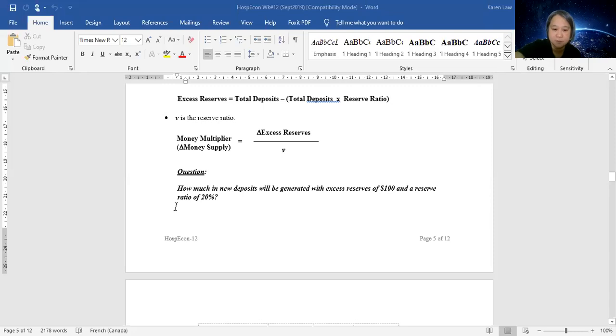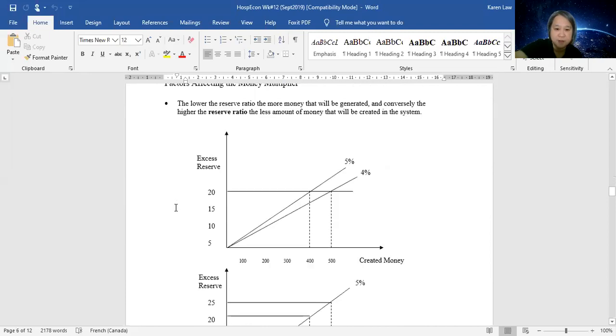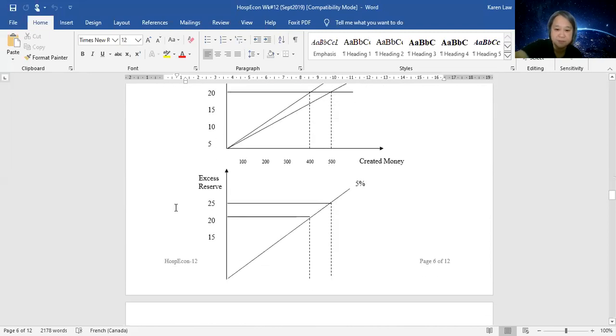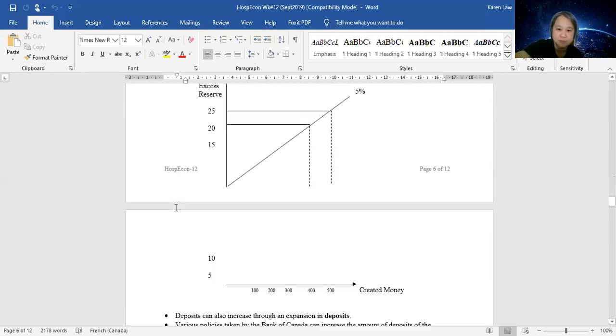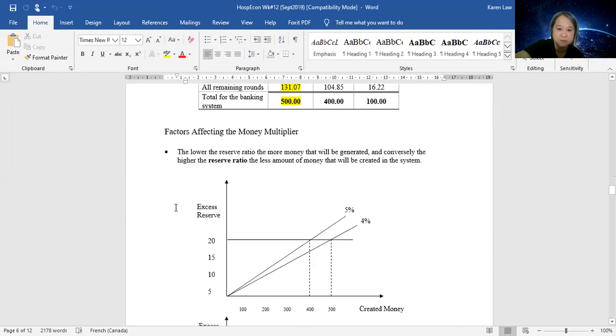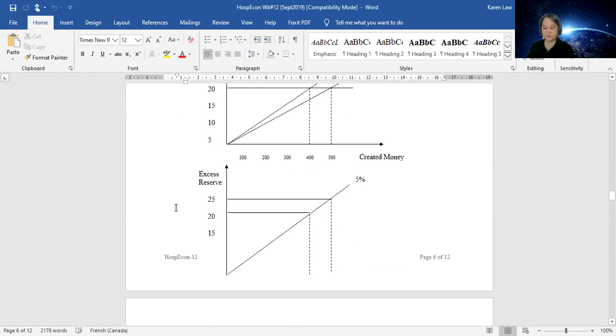All right, so really these two graphs are not that important. However, what I want to tell you is that the things that would affect the money supply really are the reserve ratio and the excess reserve. So let's go into that.